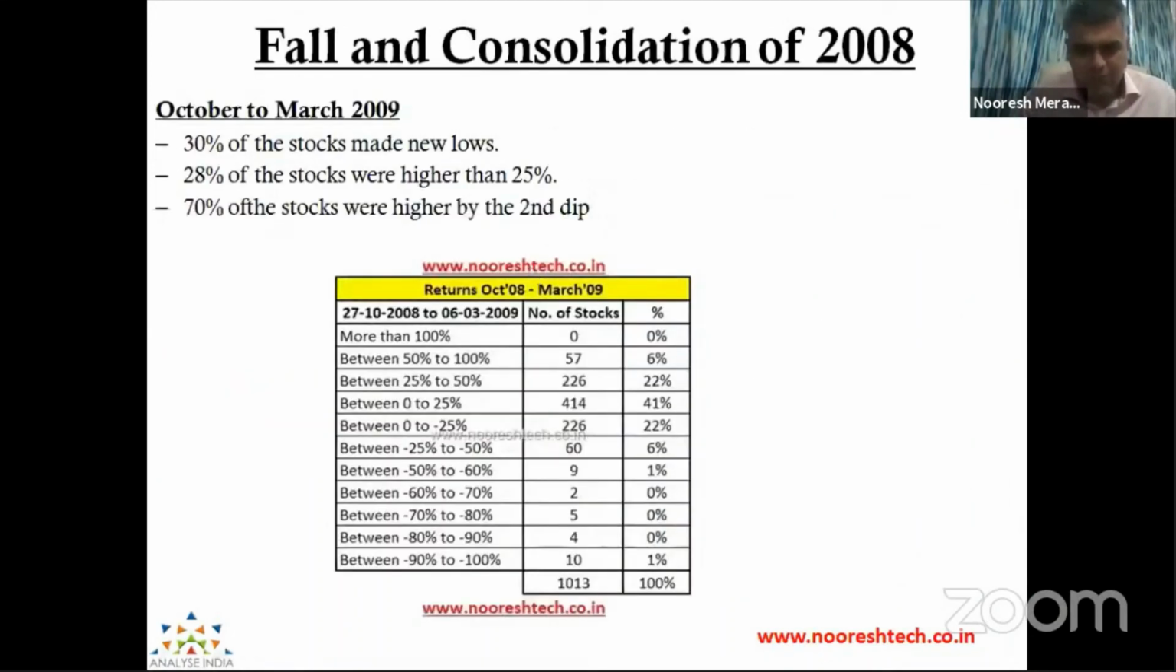Now, what we noticed between that 5 to 6 month consolidation period, 30% of the stocks did not make new lows. 20% of the stocks had 25% in that period. 70% of the stocks were higher by the second dip.